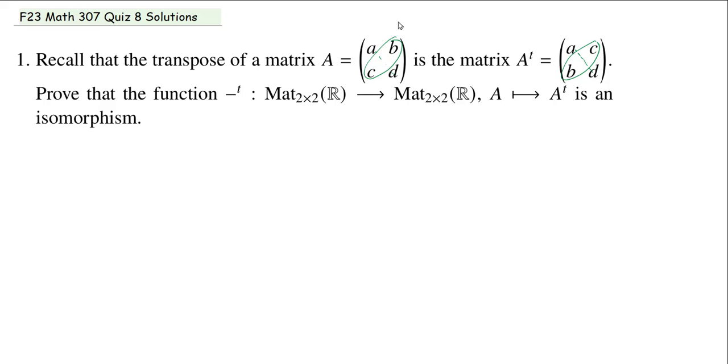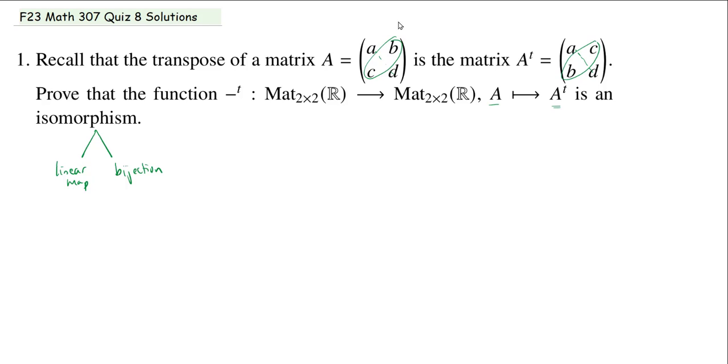And we're asked to prove that the function which takes the transpose of a matrix, right? So you take A and replace it by A transpose, which is a function from the vector space of 2 by 2 matrices over the reals to itself. We want to prove that this function is an isomorphism. Of course, first thing, we better know, well, what does it mean to be an isomorphism? So we have two pieces here. First, this really should be a linear map. And the second is that this needs to be a bijection.